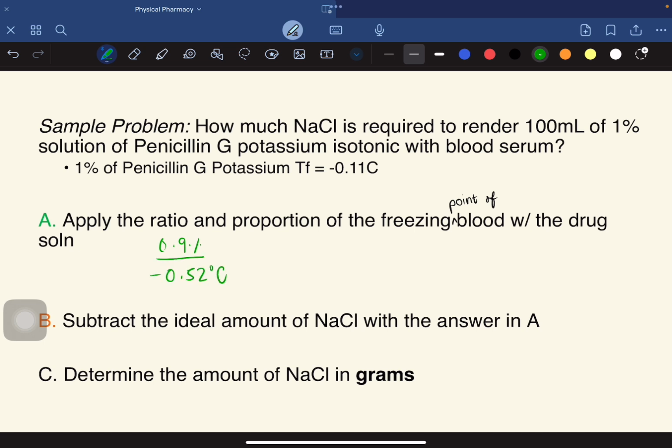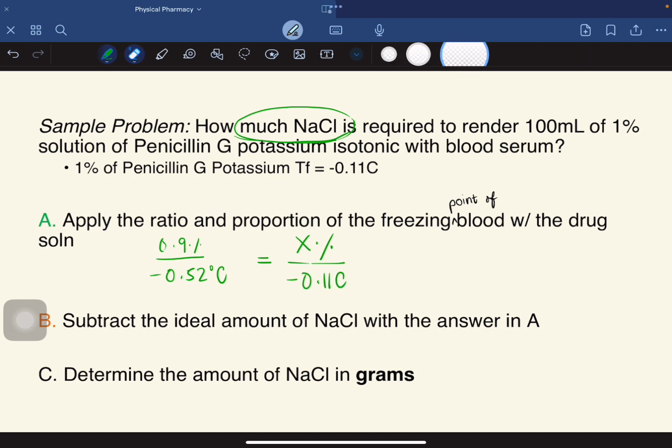So diba remember, 0.9% is the concentration of isotonic saline. And therefore, since isotonic siya, its freezing point would be negative 0.52 degrees Celsius. Tapos, ang tinatanong dito is how much sodium chloride is required. So, how much daw yung kailangan para maging isotonic si PenG potassium. Tapos, we will put X here kasi hindi pa natin alam. And the freezing point para maging proportionate, 0.11 degrees Celsius.